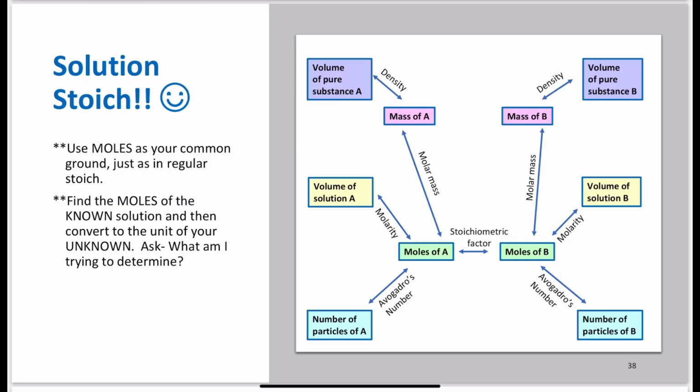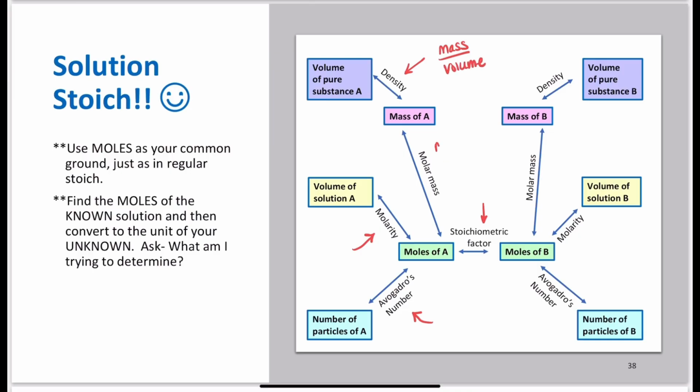Ask yourself, what am I trying to determine? And this little chart may or may not help you, but everyone represents a conversion factor. So, density. Density is a conversion factor. Molar mass, conversion factor. Molarity, conversion factor. Avogadro's number, conversion factor. Stoichiometry, conversion factor. Density is your mass over your volume.